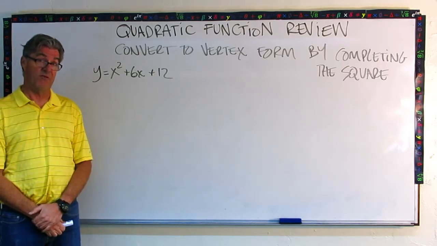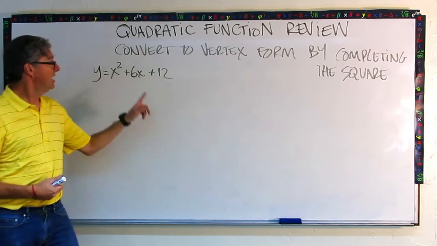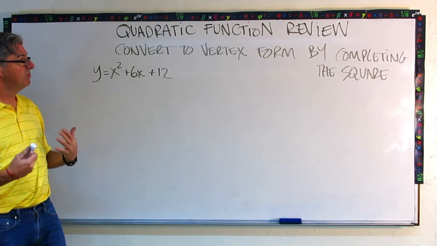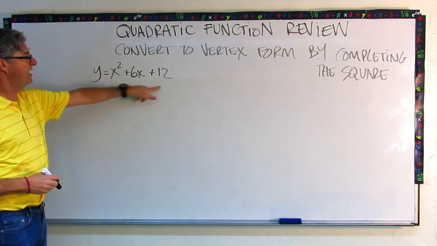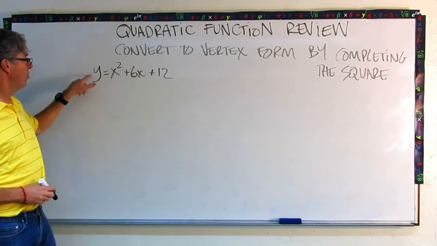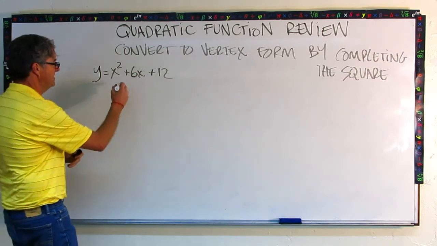Because vertex form is so valuable, we use a technique to convert a standard form quadratic equation to vertex form. So that's what we're doing. It's called completing the square. And here's how we do that. Here's our standard form quadratic. So the first thing we need to do is make sure y is alone on one side, and then we have standard form.